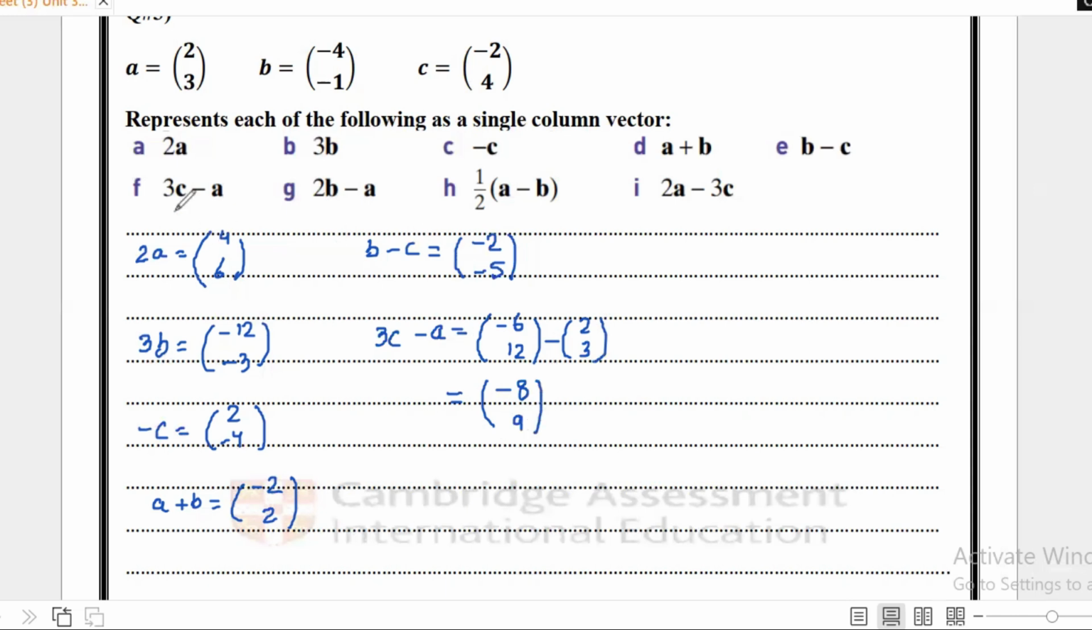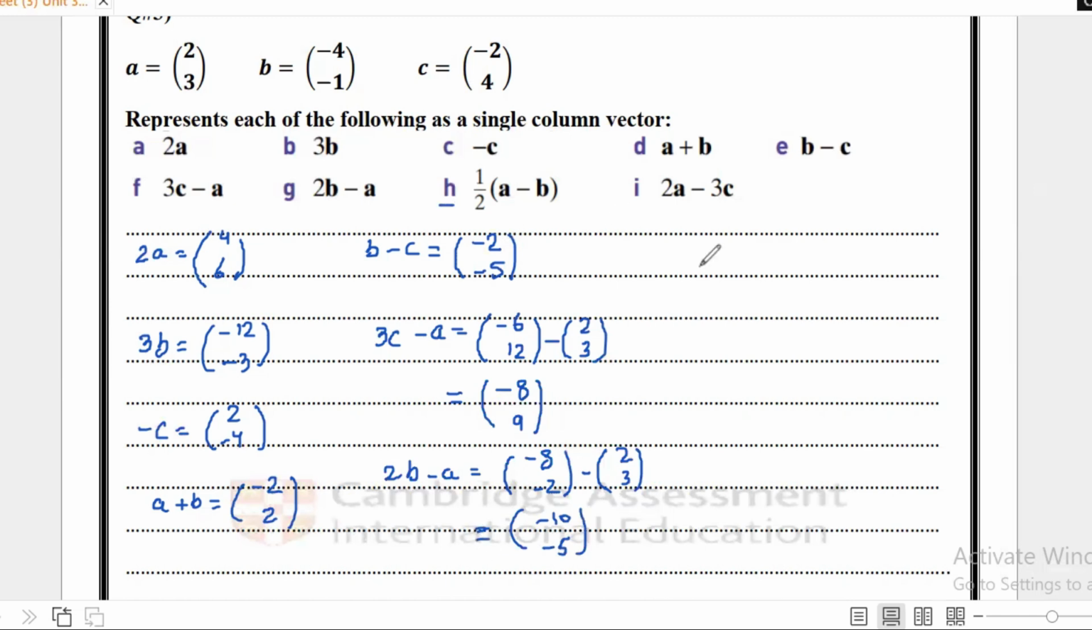Later on we have the next part, which is 2B minus A. First of all, I will write the answer of 2B, which is minus 8, minus 2. Minus A is minus 2, minus 3. And then we will solve. So minus 8 minus 2 gives me minus 10. Minus 2 minus 3 gives us minus 5. So this is the required answer of 2B minus A.